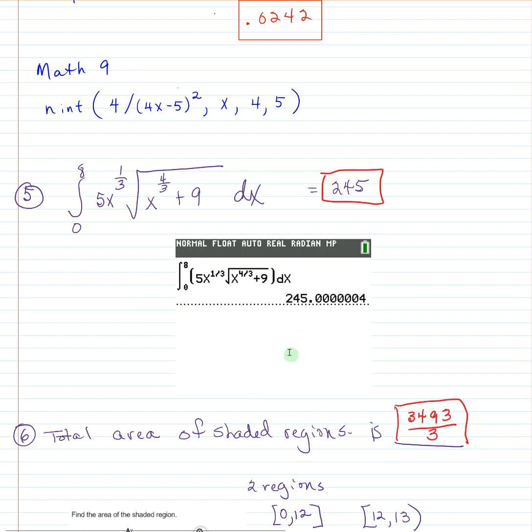You can do any of them that way, but I wanted to show you how to do them by hand, and then for the more complex ones, definitely use your calculator.